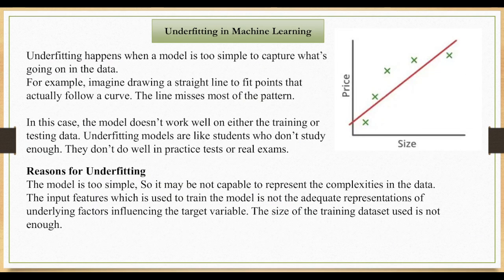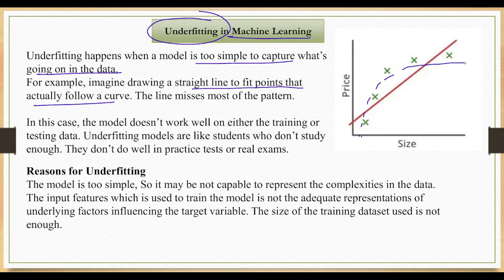Next is underfitting. Right here we have underfitting in machine learning. Underfitting happens when a model is too simple to capture what is going on in the data. For example, imagine drawing a straight line to fit data that actually follows a curve. As we know, this data follows a curve, but the model learns like a straight line. So this is the case of underfitting. In this case, the line misses most of the pattern.